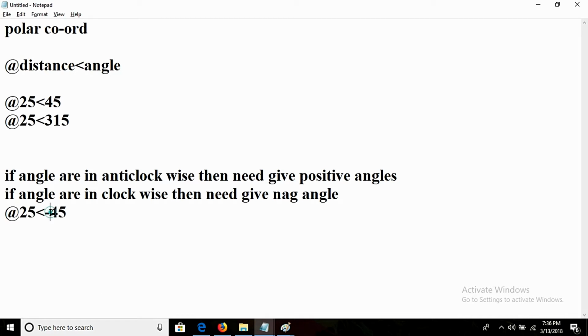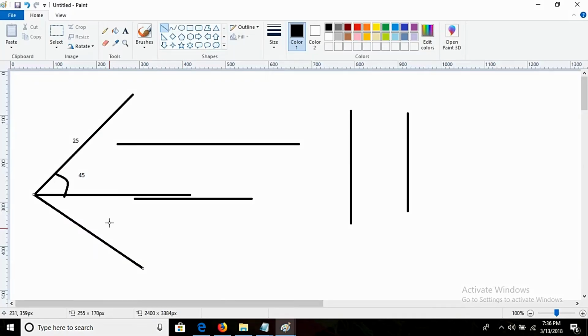Why is minus 45 given? Because the angle mentioned is in a clockwise direction. Can you observe here, if you are going this way, this way is nothing but anti-clockwise. If angles are in this way, then it is clockwise. If angles are anti-clockwise, we give positive angles. If the angles are clockwise, we need to give negative angles.